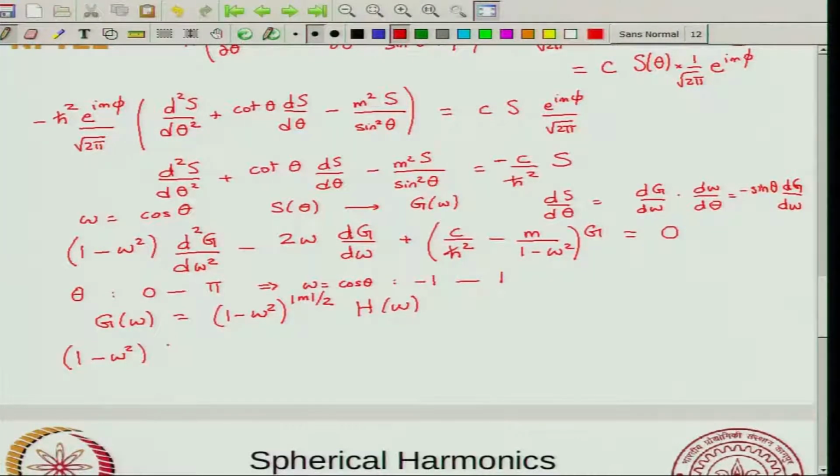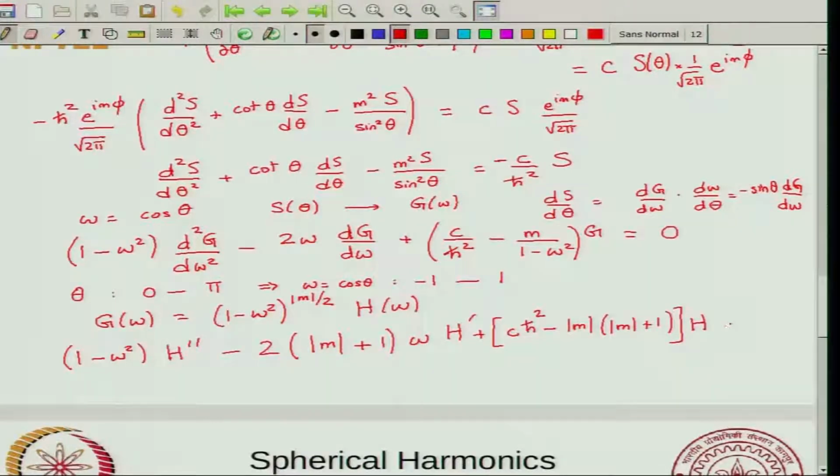h double prime, which is the second derivative with respect to w, minus 2 times absolute value of m plus 1 times w h prime, plus c by h bar square minus absolute value of m times absolute value of m plus 1, h equal to 0.